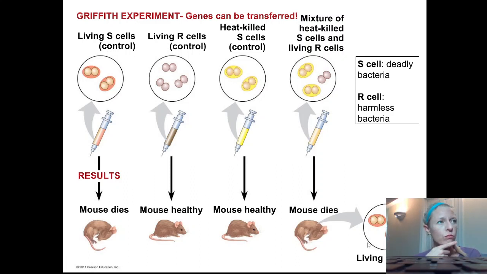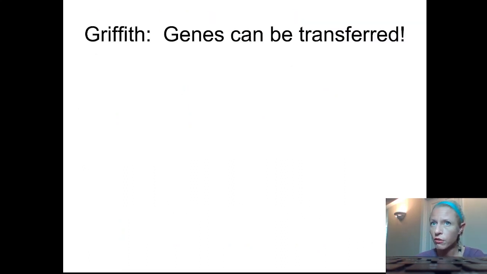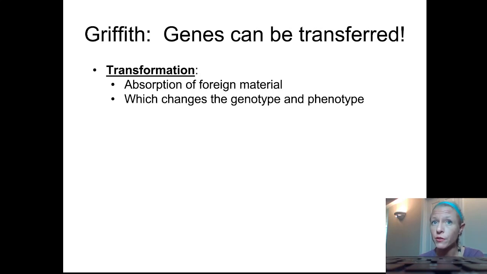So, what happened here? The living R cells were exposed to basically only some of the DNA of the heat-killed S cells, and somehow we ended up with living S cells. So Griffith's conclusion here is that genes can be transferred, and we call this process transformation.